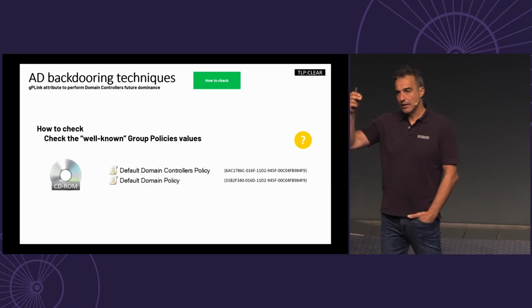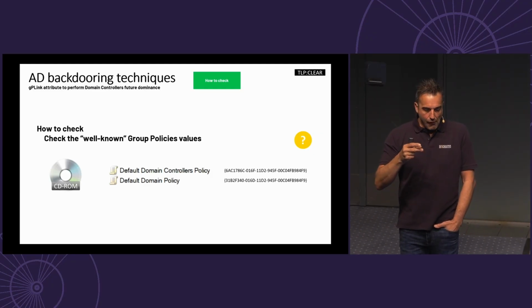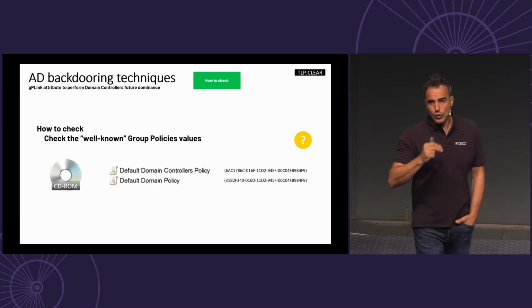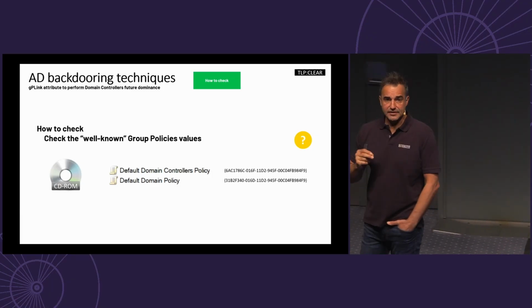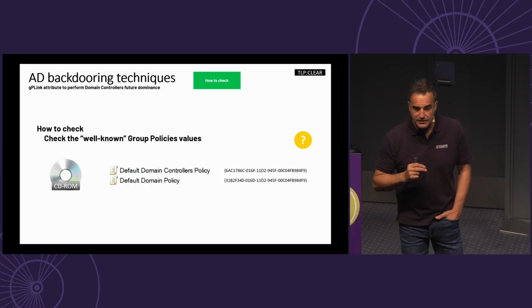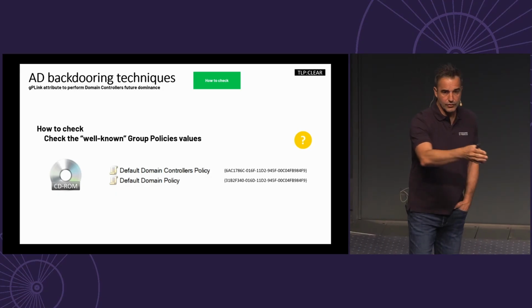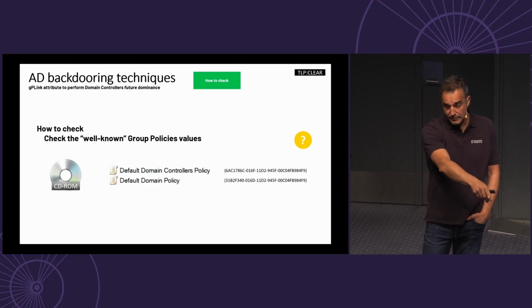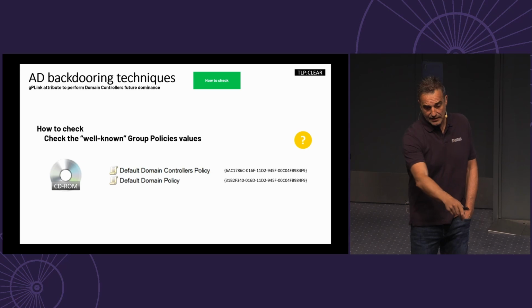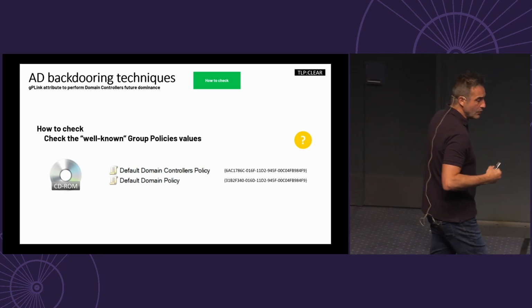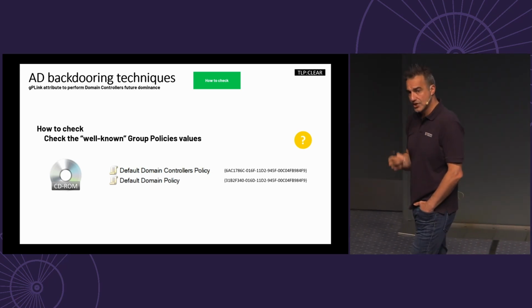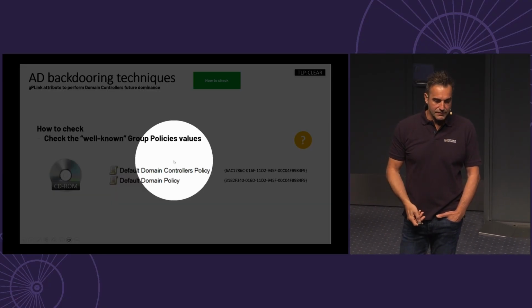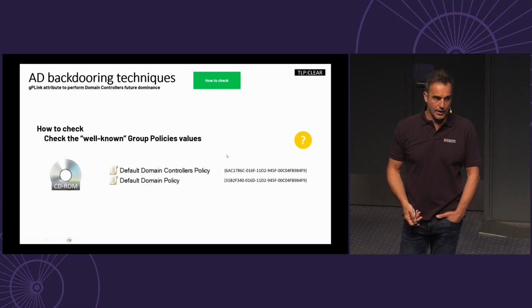And remember, a GP has a UID. But for these two, the UID is always the same. It's hard-coded in the installation process. What does it mean? It means if you have a look at your environment, and if you have a look at another environment, and you check the UID of these GPs, they will have exactly these two values. So the only way to check it is to check that what you think is a default domain controller policy has this value as a UID. Okay?